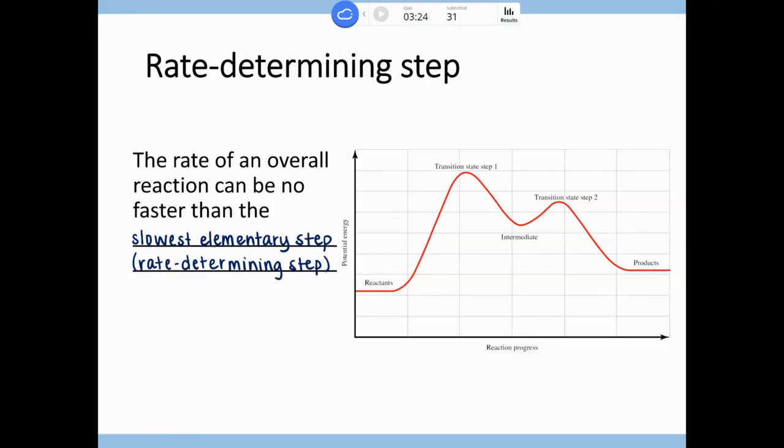So that means now that the rate of the overall reaction is only dependent on the rate of the rate determining step. So as long as you know the rate law of the rate determining step, you know the rate law of the overall reaction. They'll be equivalent. So rate law for the overall reaction is equal to the rate law for the rate determining step.